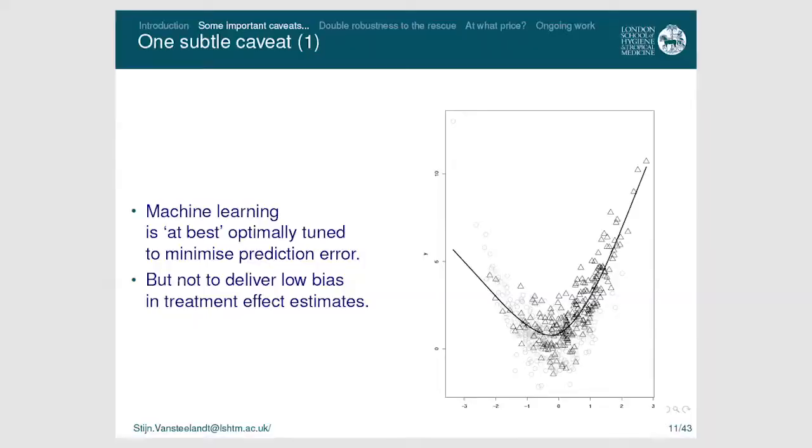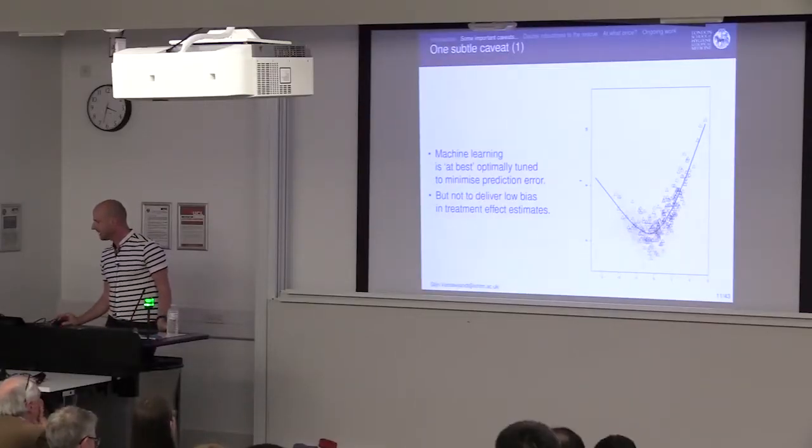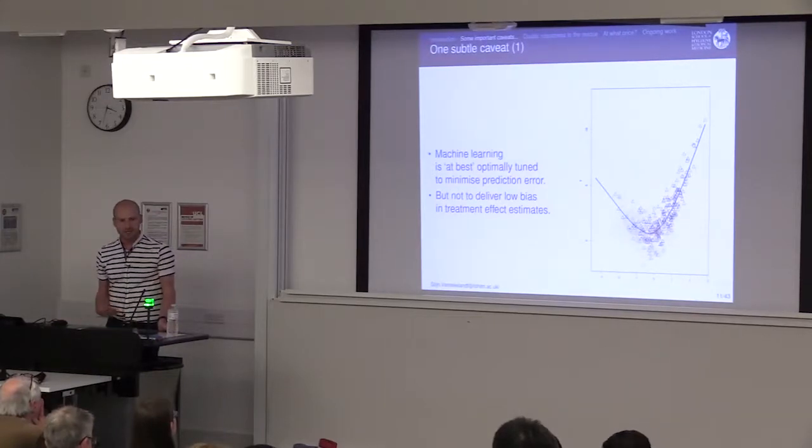The more subtle caveat is the following. Machine learning has been designed to do prediction, and it's working very well for that purpose. But it's not been designed to deliver treatment effect estimates with low bias. And you can see some evidence of this over here, because I was running a machine learning algorithm, if you like, on the treated people who are mostly sitting on the right. But the machine learning algorithm is not aware that later in the process, I'm going to make predictions for all people in the study, including the untreated people who are sitting on the left.